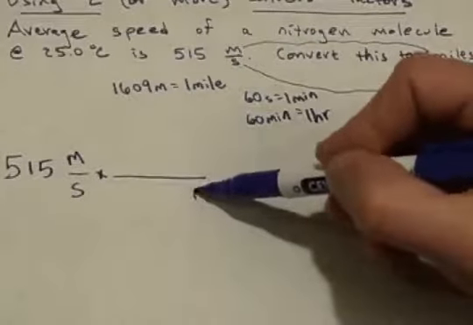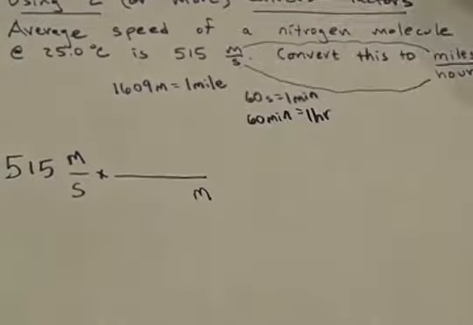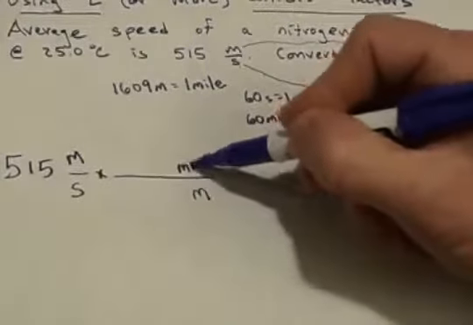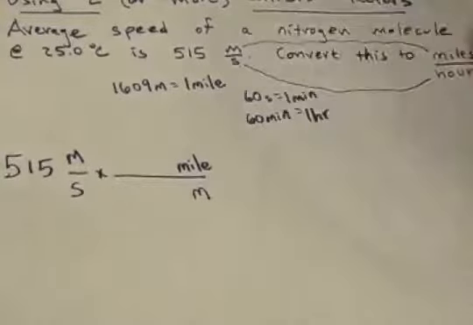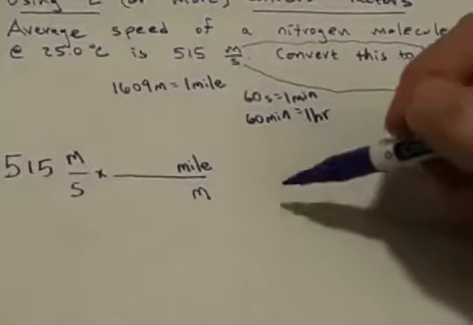The units that I have right now are meters. The units that I want to go to are miles. So I will put mile on the top, meter on the bottom. Notice I put my units in first before I put in any numbers.